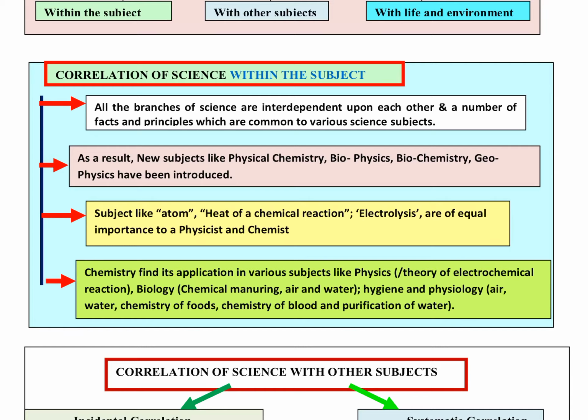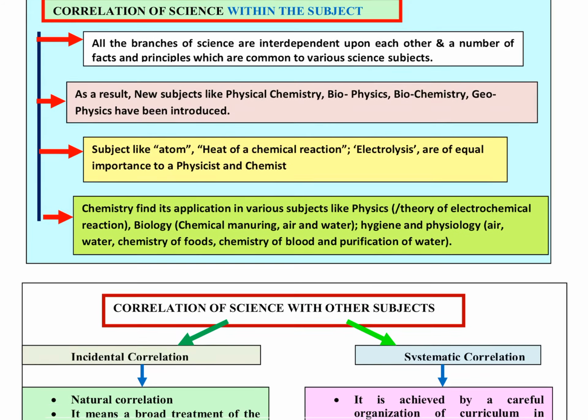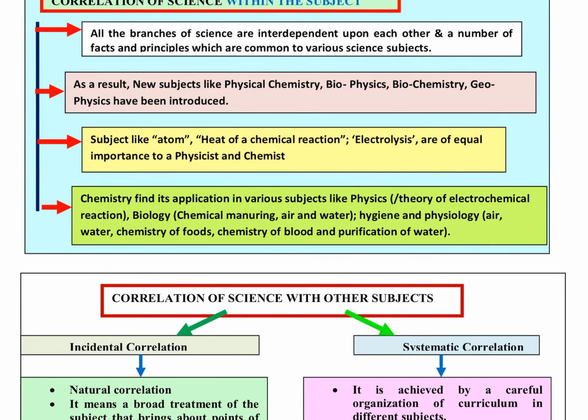For example, topics like the atom, heat of a chemical reaction, and electrolysis are of equal importance in learning physics and in learning chemistry. So these are common subjects, common chapters, both relevant to physics and chemistry. Similarly, chemistry also finds its application in various subjects like physics, for example, theory of electrochemical reaction.